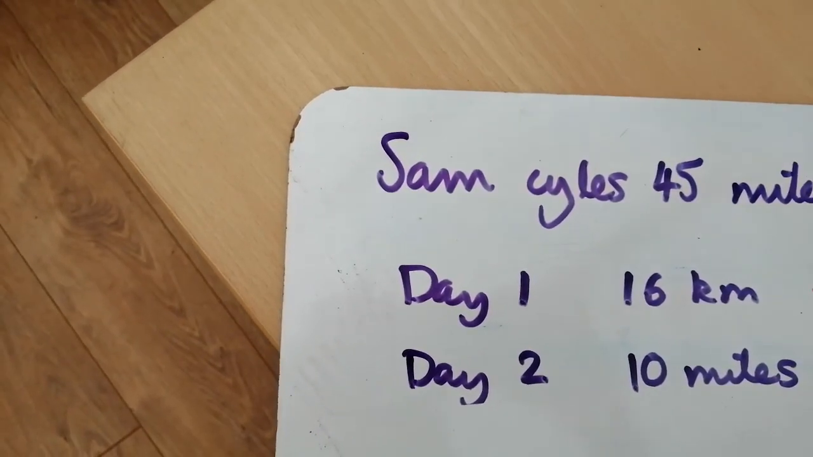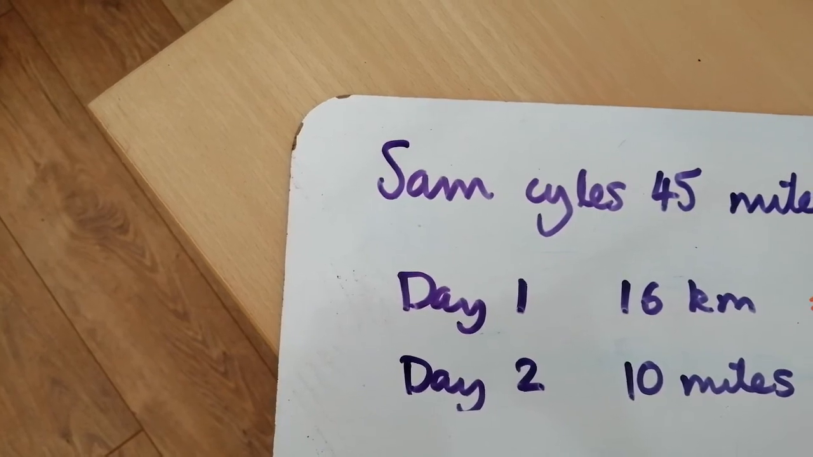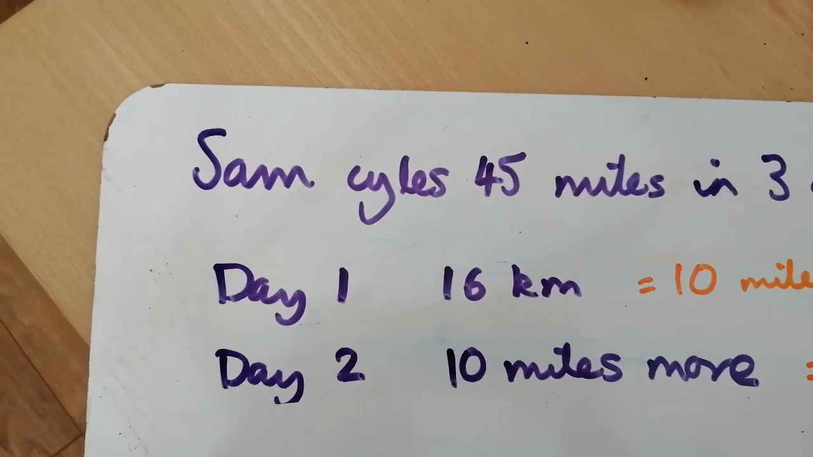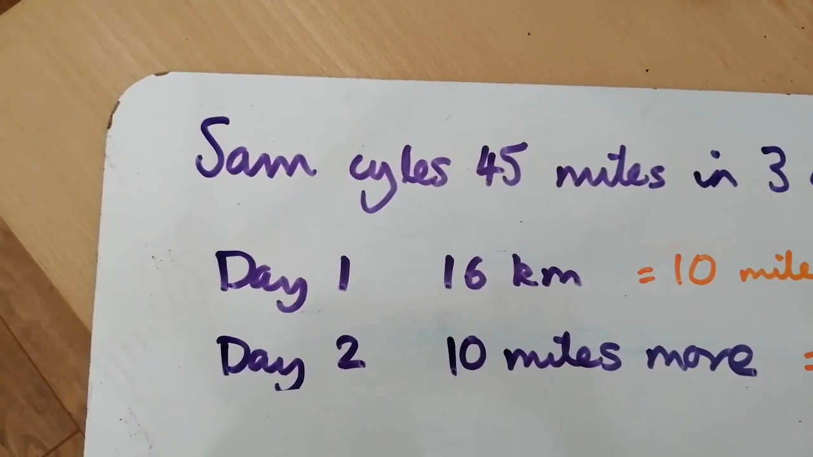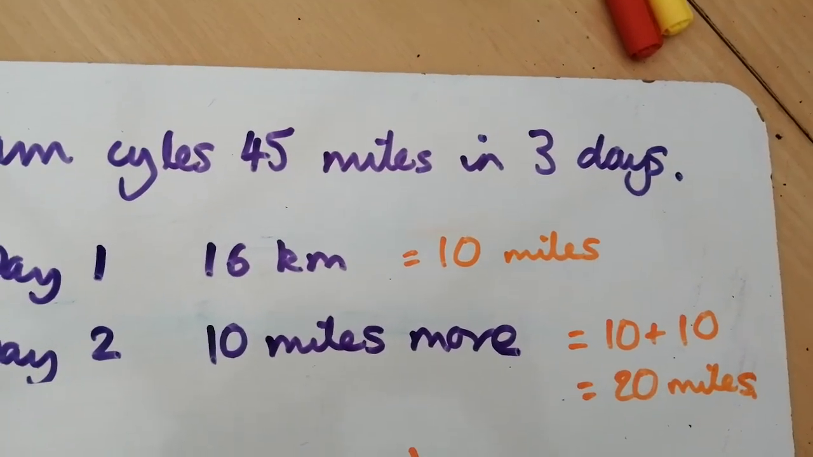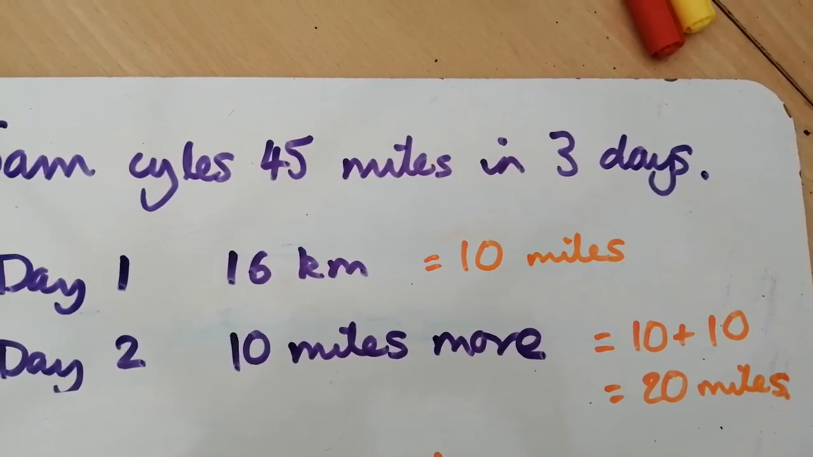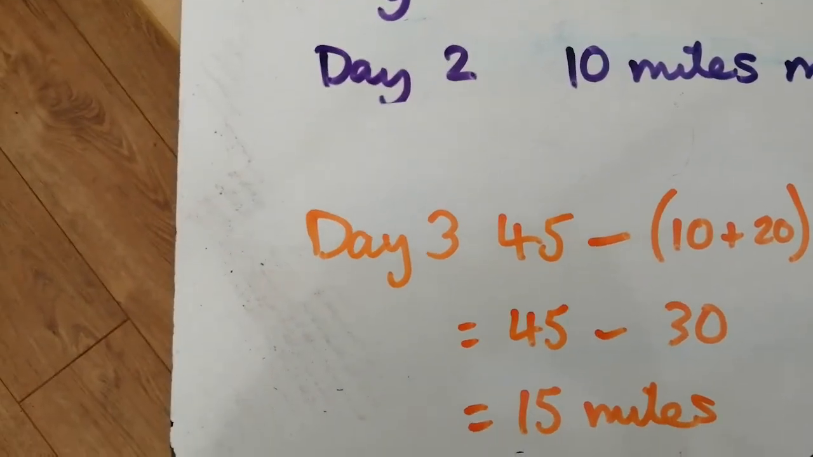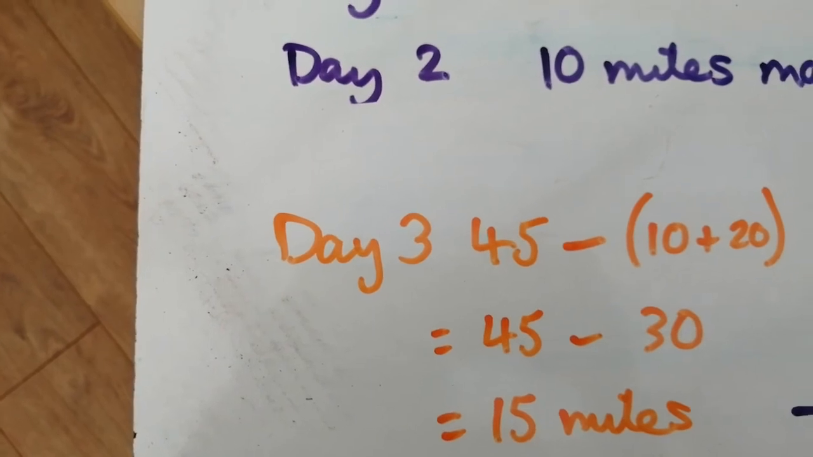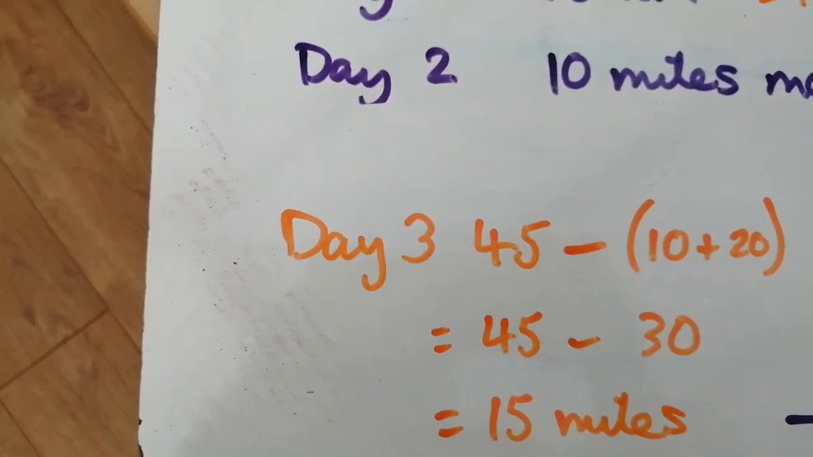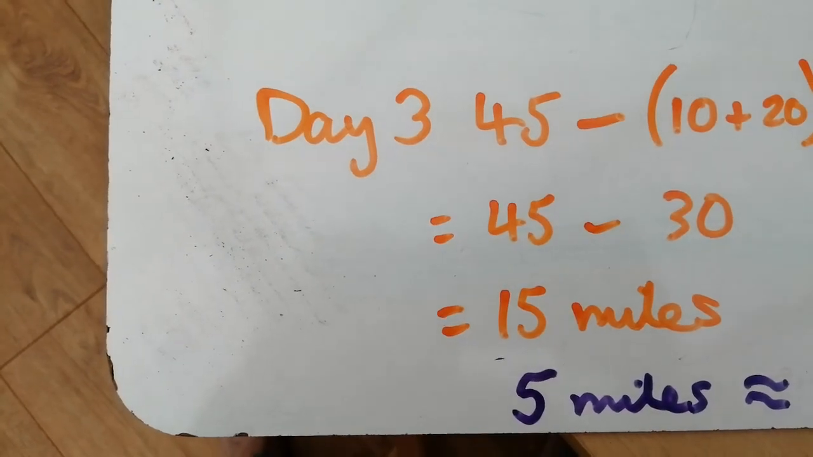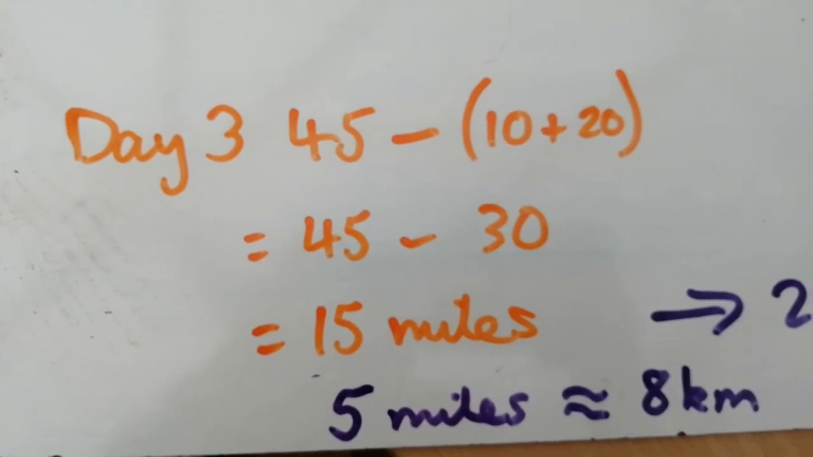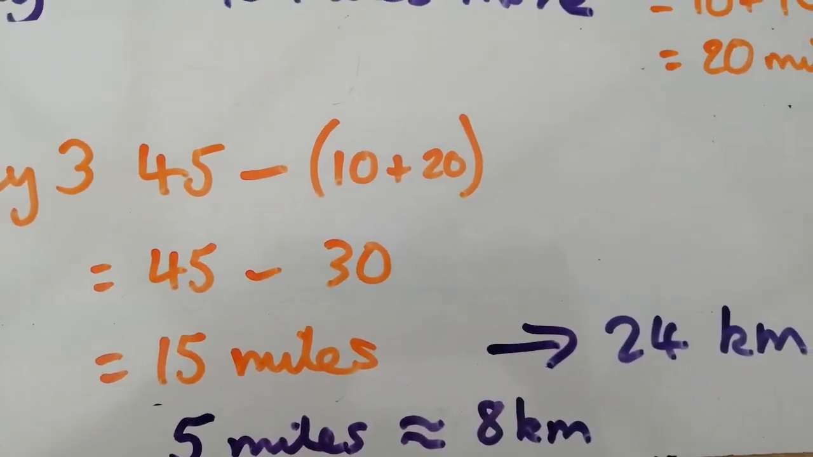Okay, so on day 1, he cycles 16 kilometres, and we know that that is about 10 miles. On day 2, he does 10 miles more than that. So 10 miles plus 10 miles, that's 20 miles. So far he's done 30 miles out of his 45, which means that on day 3, he goes another 15 miles. To convert that into kilometres, we need to remember that 5 miles is approximately 8 kilometres, so 15 miles, which is 3 times as much, would be 3 times 8, which is 24 kilometres.